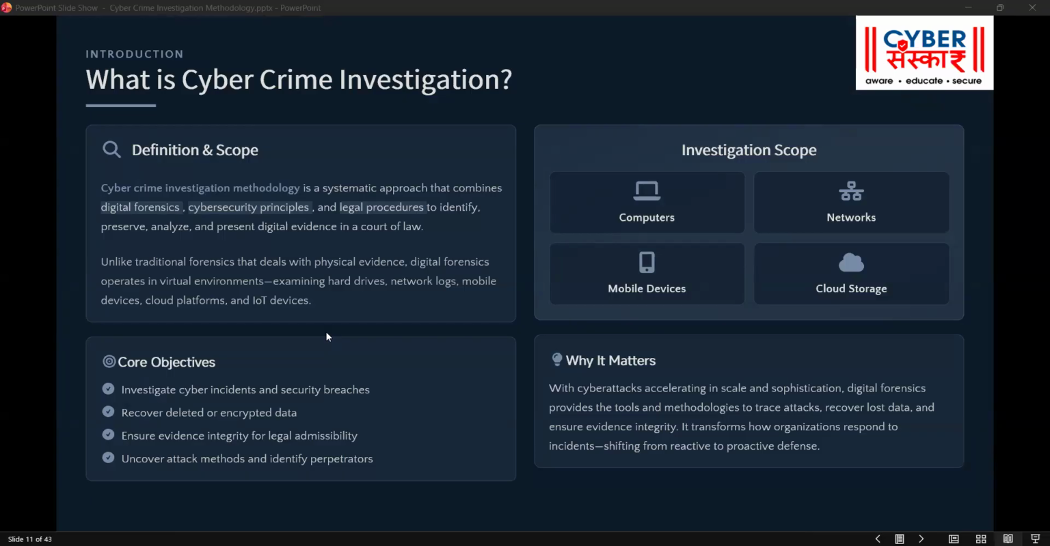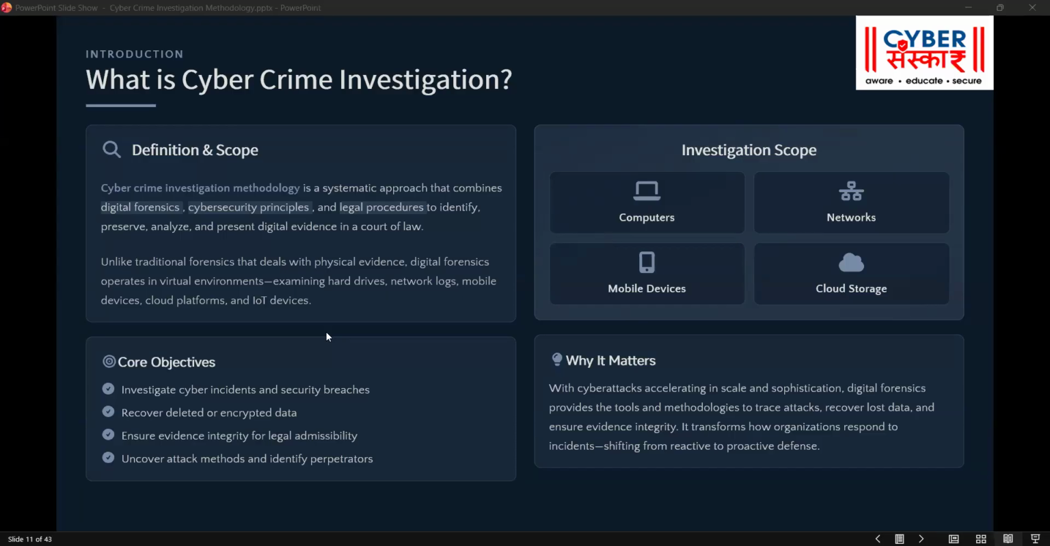Cyber crime investigation methodology is a systematic approach that combines digital forensics, cyber security principles, and legal procedures to identify, preserve, analyze, and present the digital evidence in a court of law. Say one thing, whenever any case is registered, it is just like that only, but slightly different because an electronic crime is involved in cyber crime. But it is almost similar to the general crimes.